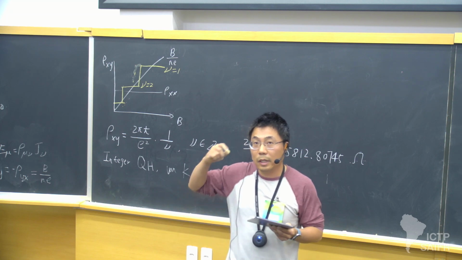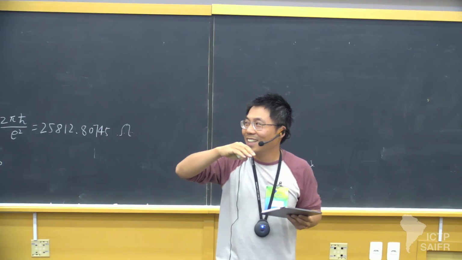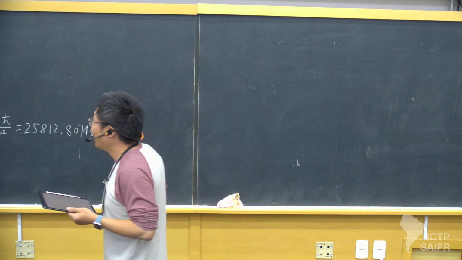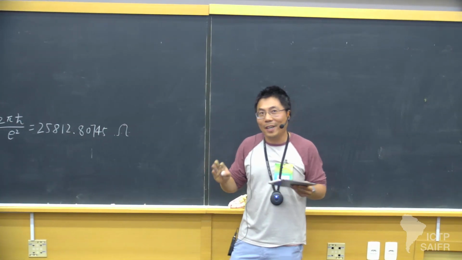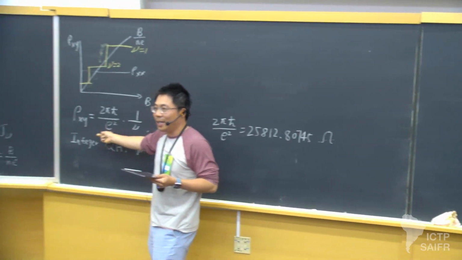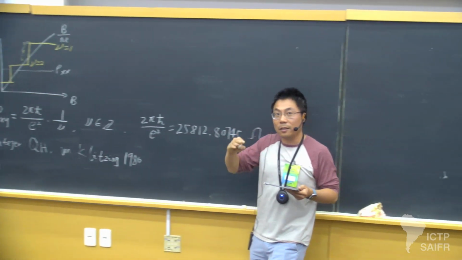I'm not sure if I understand the question. I guess probably it's too far away. Pass the microphone, but it's about why there is no B in rho XY. Okay, that's something I will explain. That's the main task for this lecture, to understand why we get this remarkable quantization of the Hall resistance independent of magnetic field.